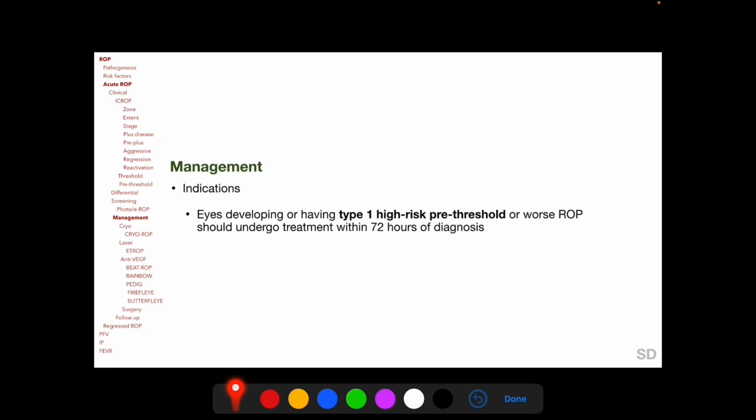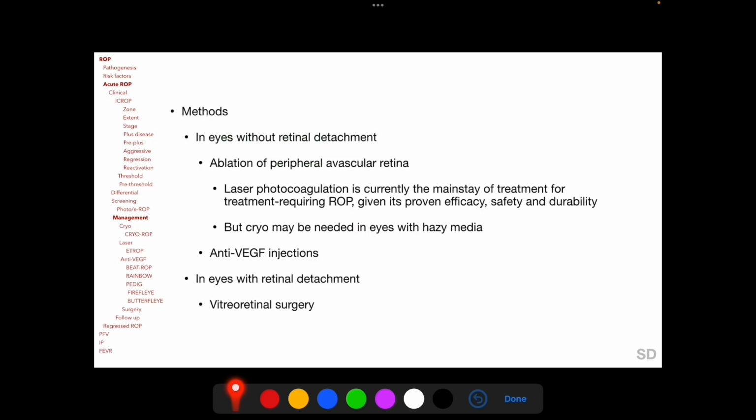The current indication for management of ROP is that eyes developing or having type 1 high-risk pre-threshold or worse ROP should undergo treatment within 72 hours of diagnosis. In ROP eyes requiring treatment but without retinal detachment, treatment options include ablation of peripheral avascular retina either with laser or cryo, but laser photocoagulation is currently the mainstay of treatment given its proven efficacy, safety and durability. But cryo may be required in eyes with hazy media in which laser photocoagulation is not possible.